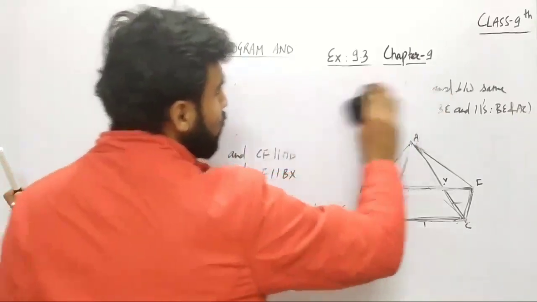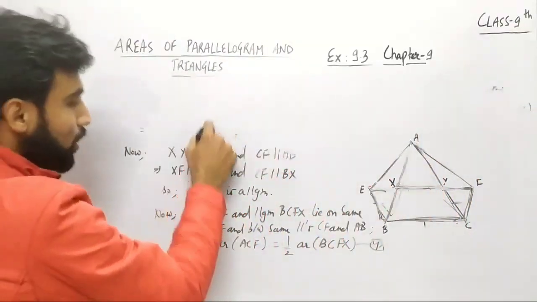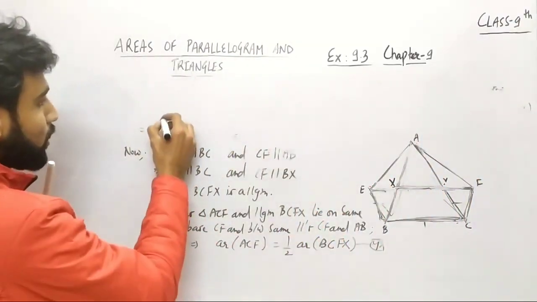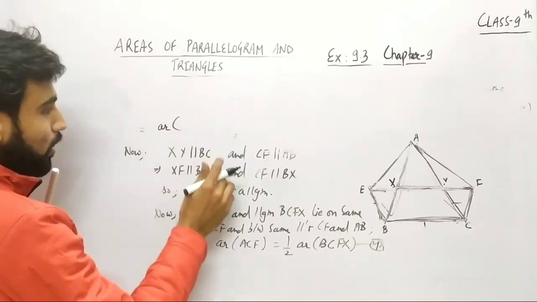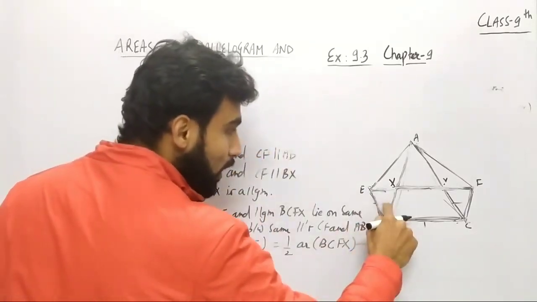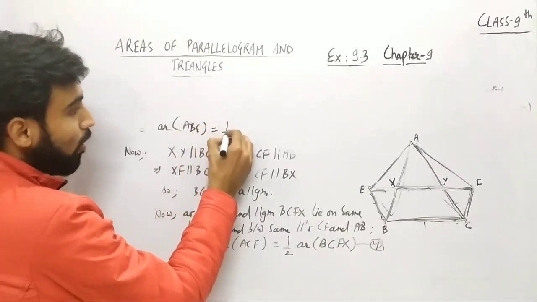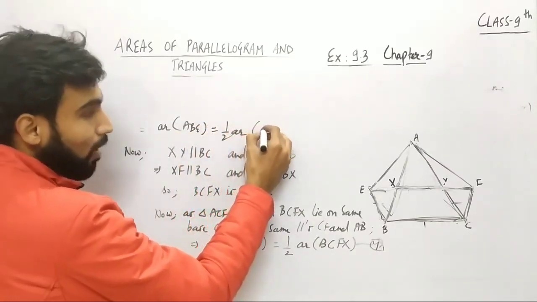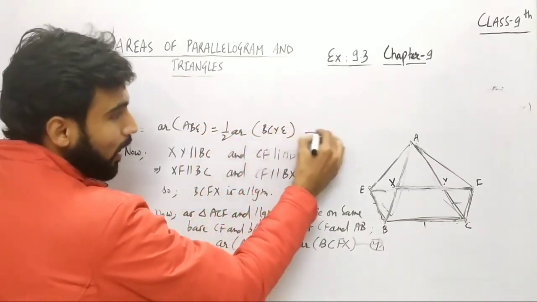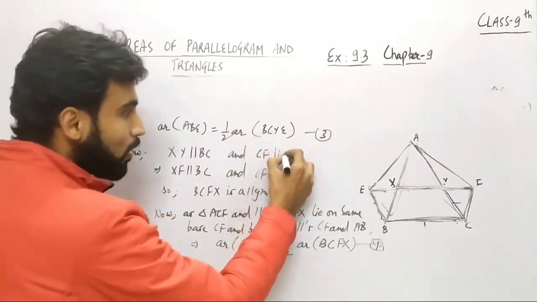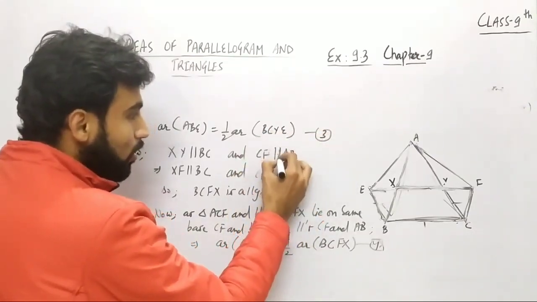I suppose I shouldn't have erased this equation here, so I'm rewriting it. The third equation, which was, you can see, that area of triangle ABE is half of the area of parallelogram BCYE, right? So that equation is needed further, so I'm not going to erase that.